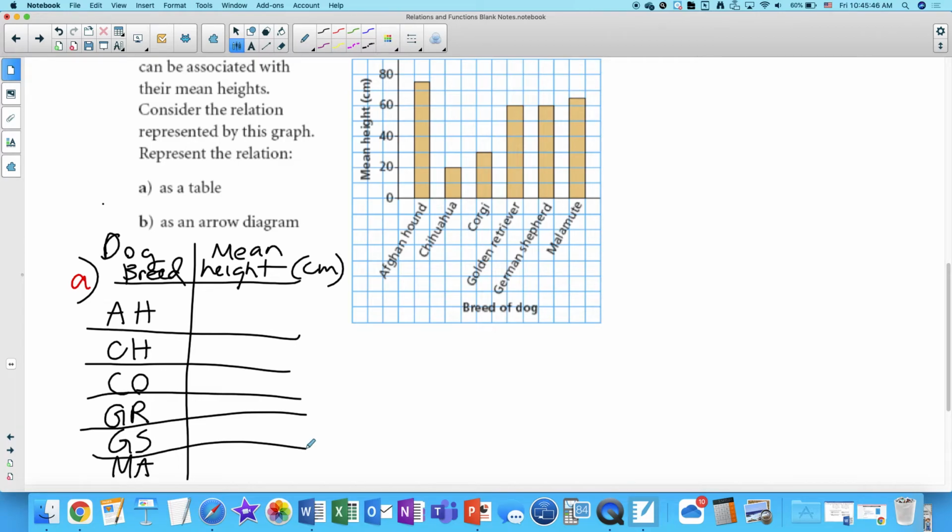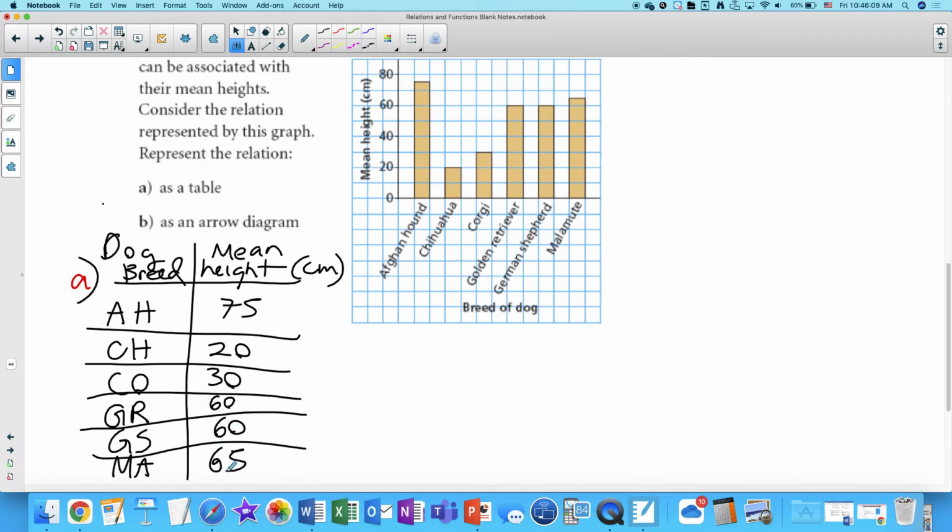Okay, the Chihuahua is at 20. This Corgi's at 30. I think the Corgi is what the Queen likes to have, right? She has all these little Corgis running around. The Golden Retriever is at 60. This is also at 60, and that's the German Shepherd. And the Malamute is at 65. Okay, so there's our table of values.